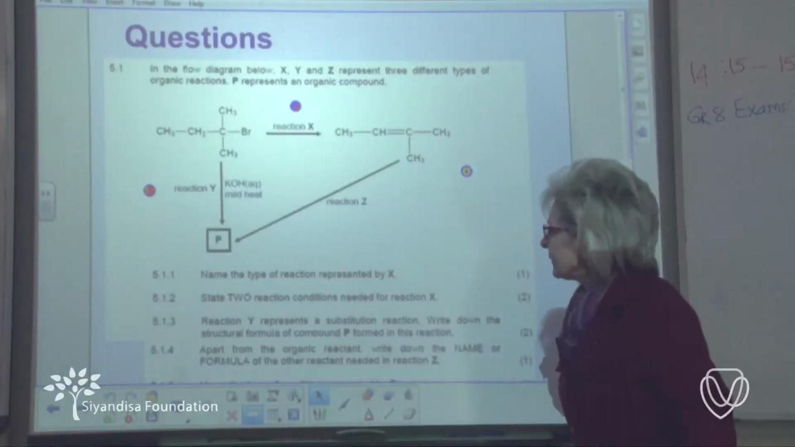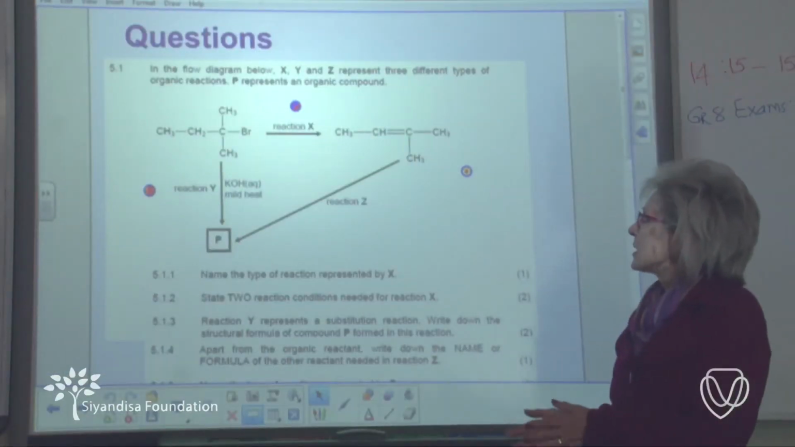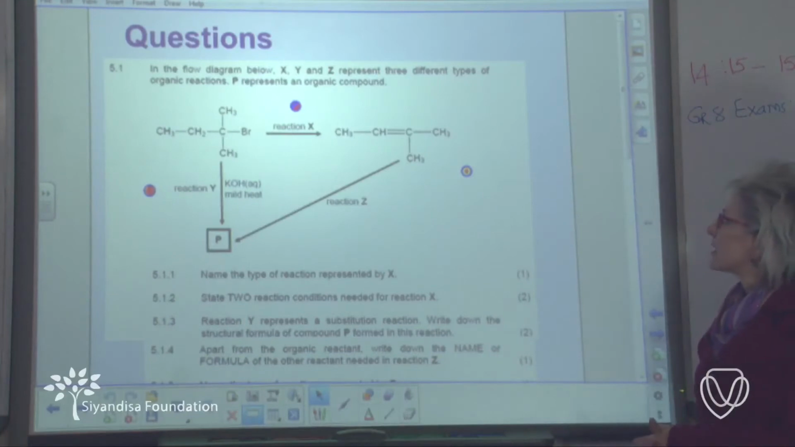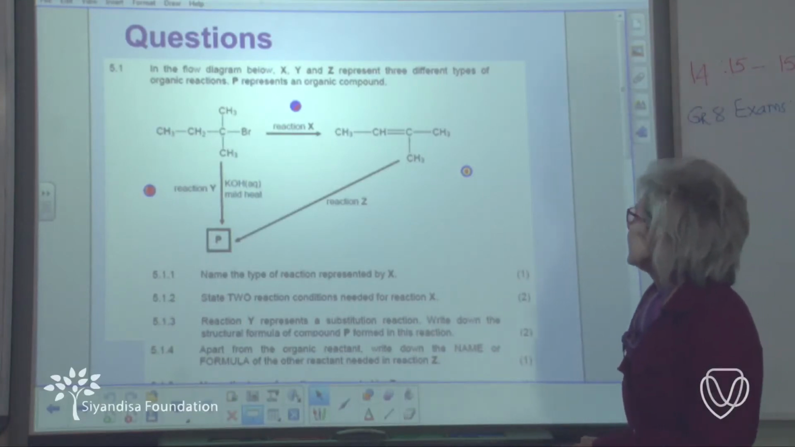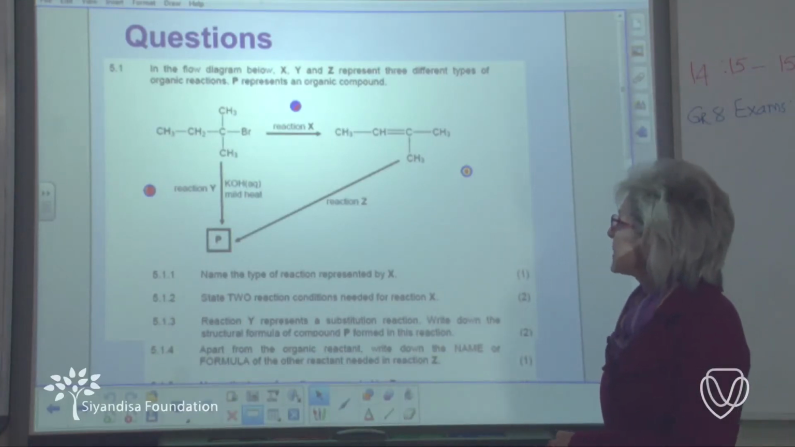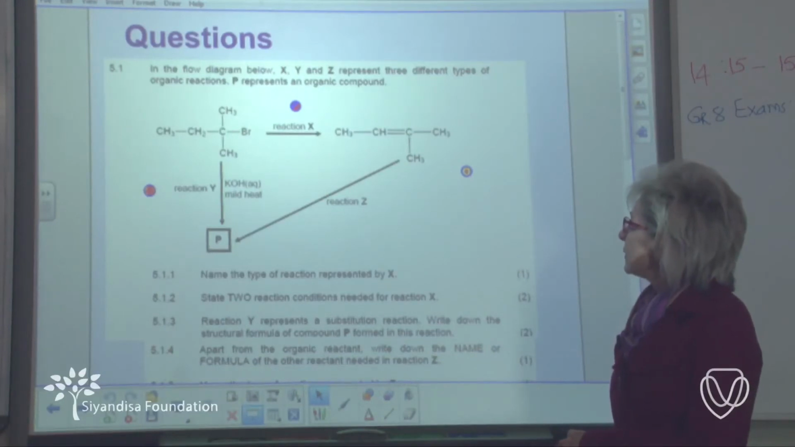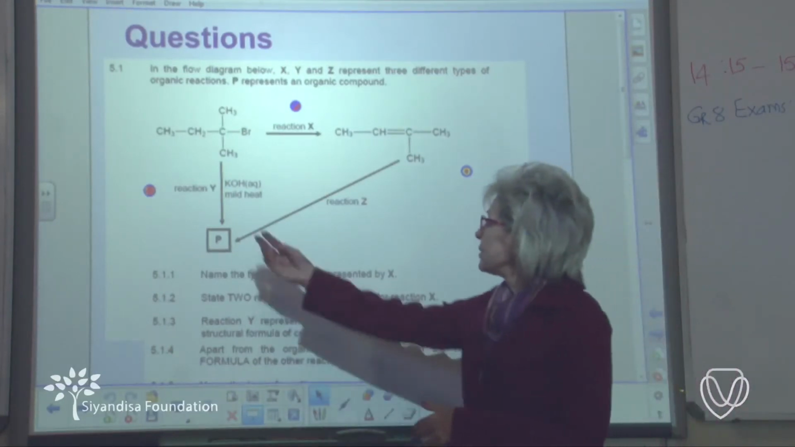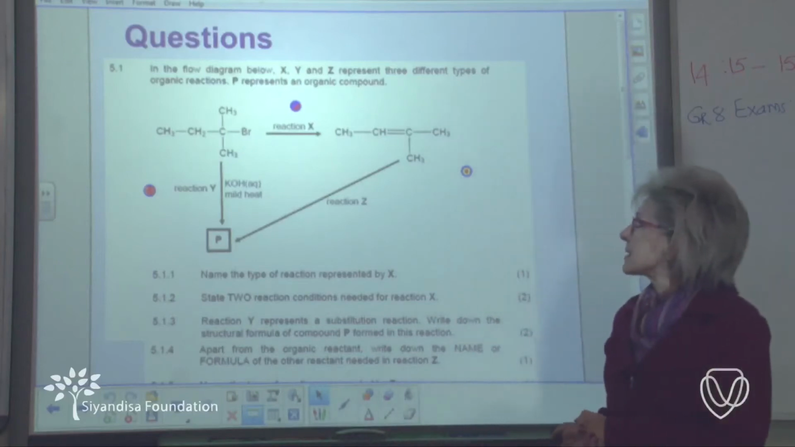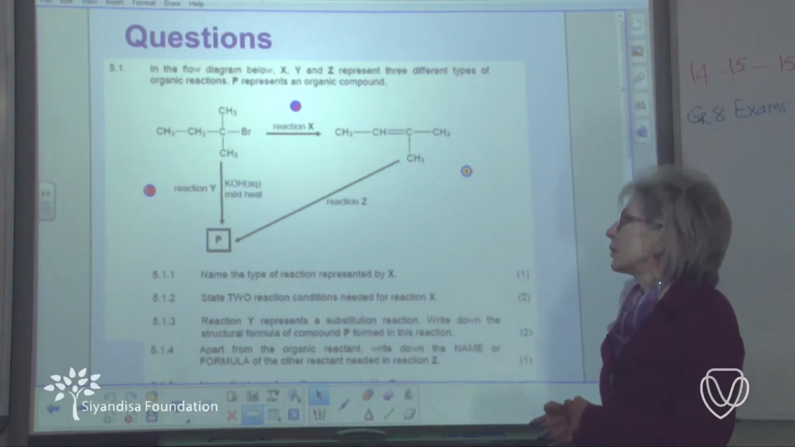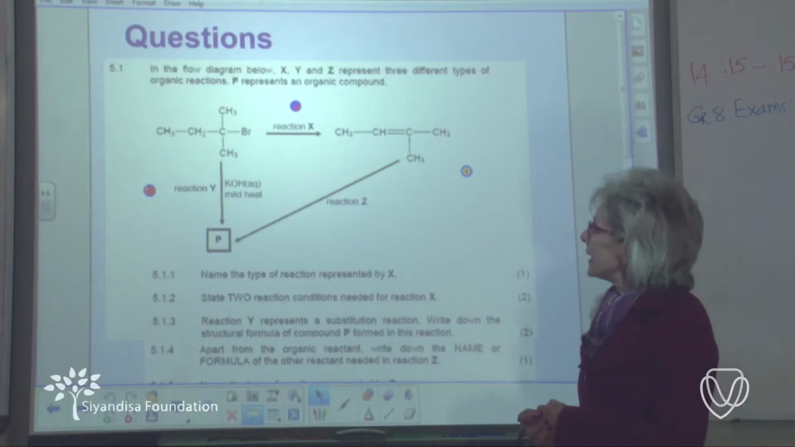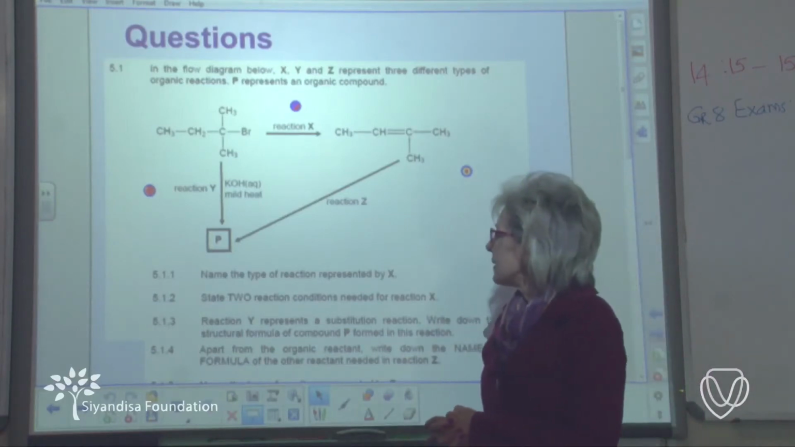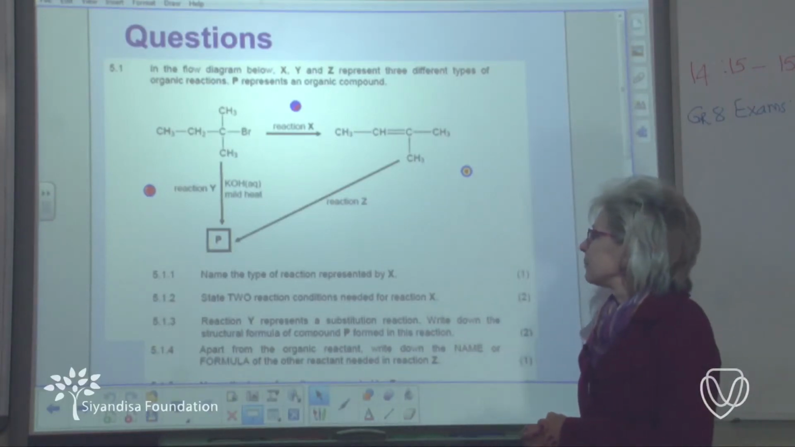Okay. Right, so here we've got a question that says, in the flow diagram below, X, Y, and Z represent 3 different types of organic reactions. P represents an organic compound, which is necessary to mention because sometimes the products are inorganic, or some of the products. Okay, so we are looking at reaction X, and they ask, name the type of reaction represented by X.